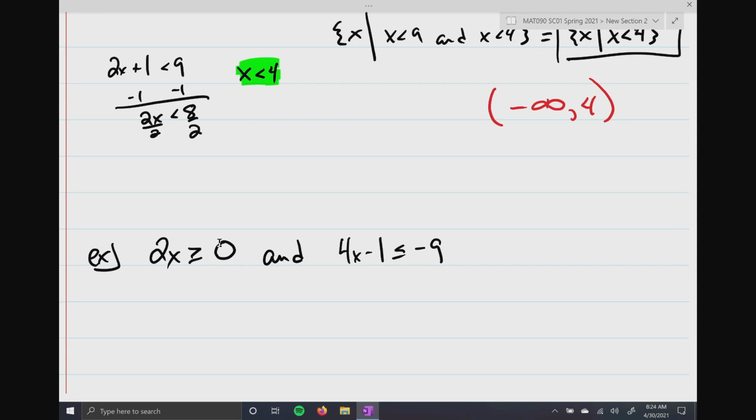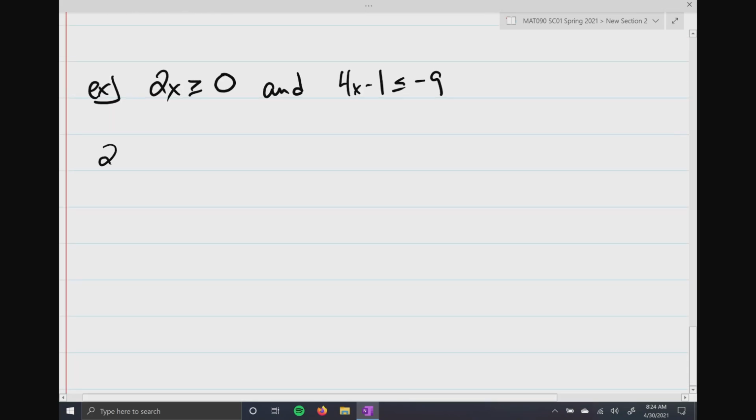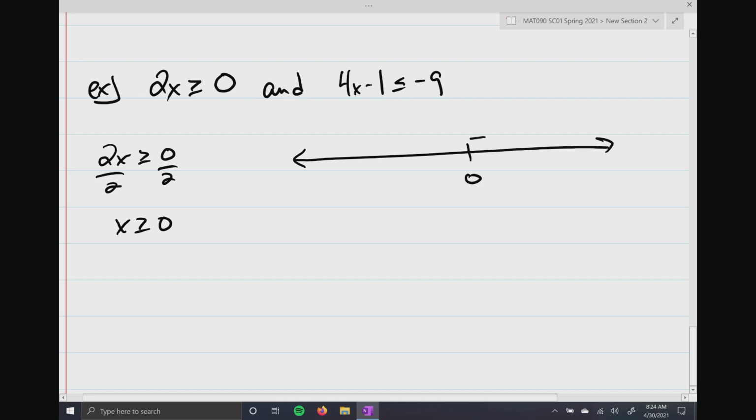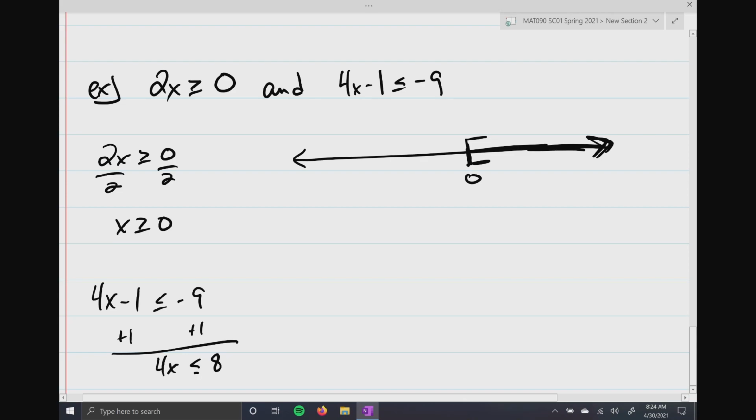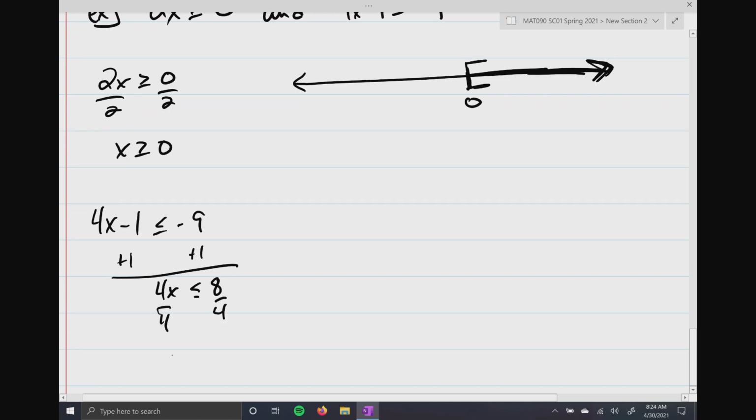Well, let's do this problem. 2x is greater than or equal to 0. Divide both sides by 2. x is greater than or equal to 0. I'll do this the old school way. Bracket, shade to the right. Now the next one. 4x minus 1 is less than or equal to negative 9. So I add 1 to both sides. That gives me 4x less than or equal to 8. Divide both sides by 4. x is less than or equal to 2. So directly underneath, I know 2 is going to be to the right of 0.